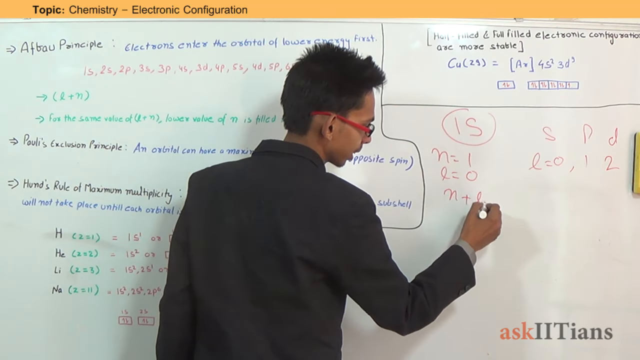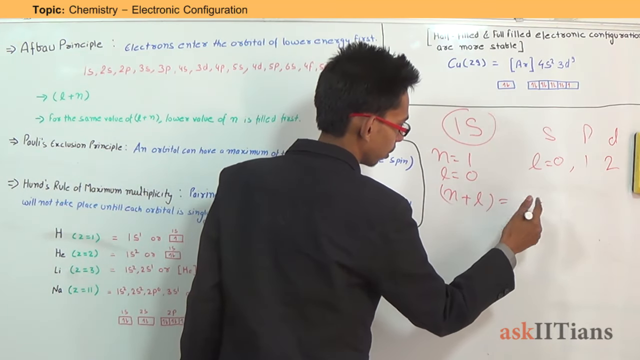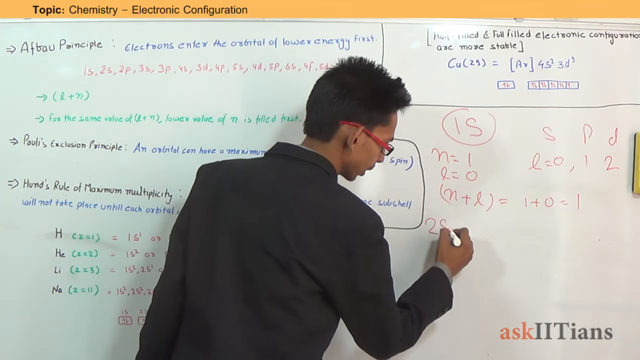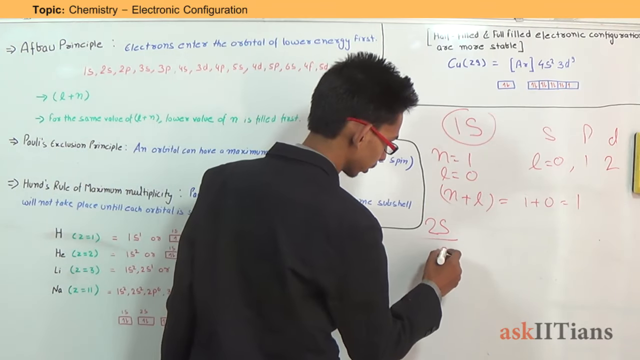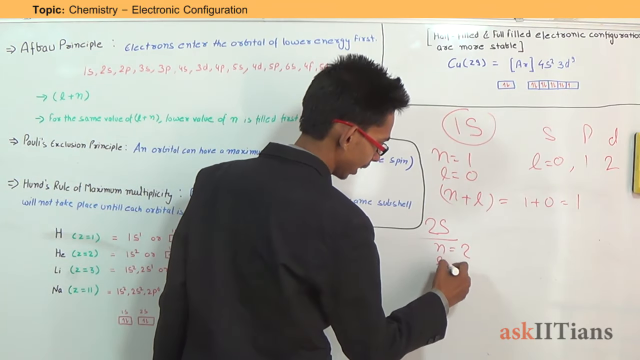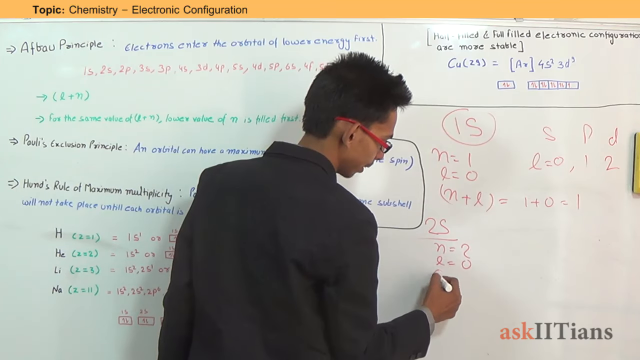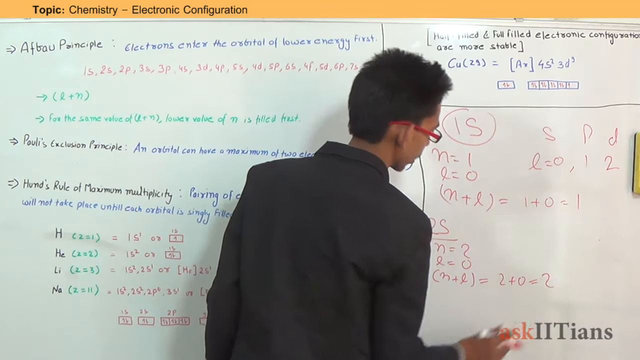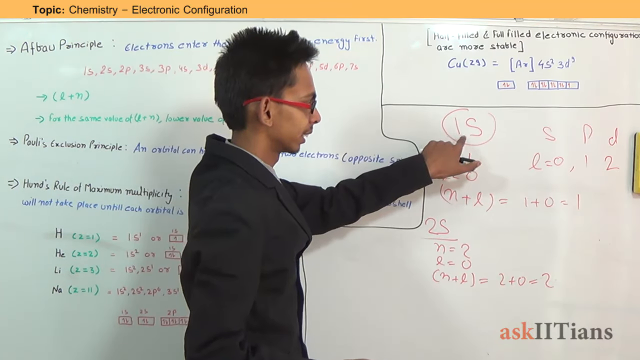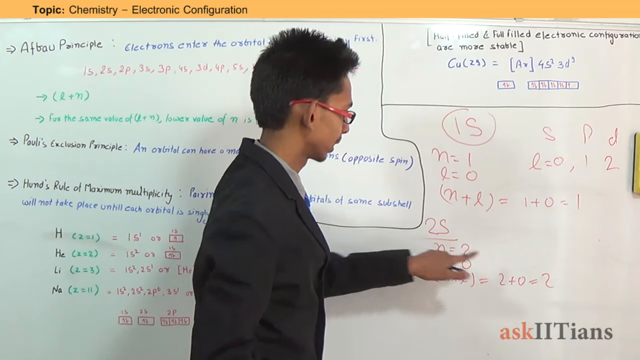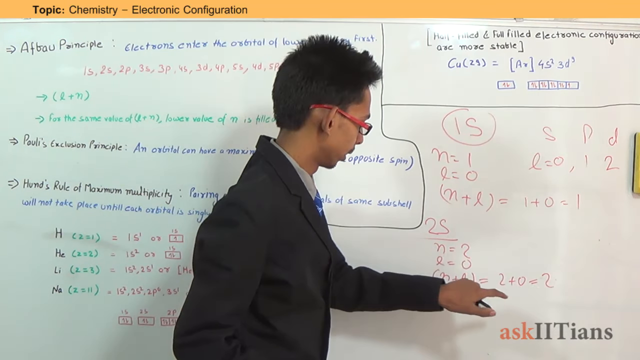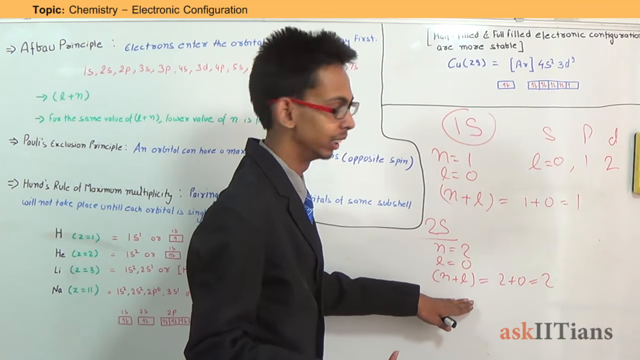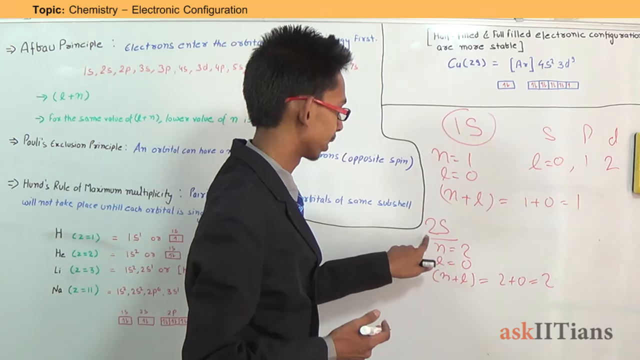So n plus l is 1 plus 0, that is 1 for the 1s orbital. If we talk about the 2s orbital, n is equal to 2 and again l is equal to 0, so n plus l is 2 plus 0, that is 2. Now the n plus l value for 1s is 1 and for 2s is 2. The orbital with the higher value of n plus l will be of higher energy. So 1s is of lower energy as compared to 2s.